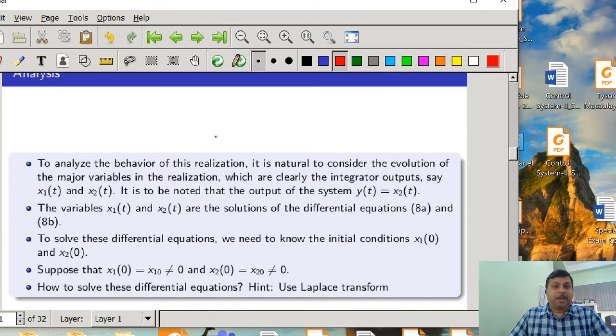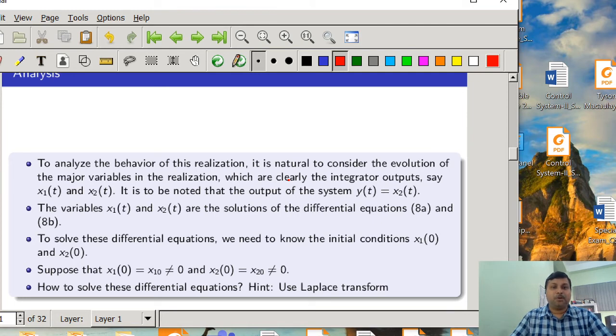Another thing is important to note here. To analyze the behavior of this realization, it is natural to consider the evolution of the major variables in the realization, which are clearly the integrator outputs, say x1t and x2t. It is to be noted that the output of the system yt is also equal to x2t.